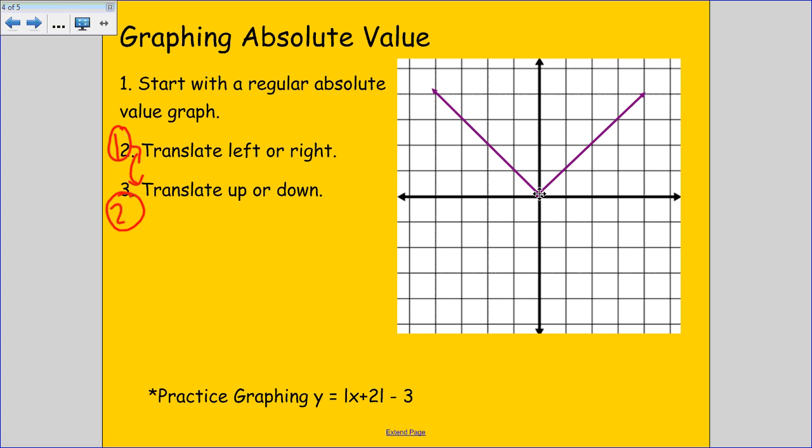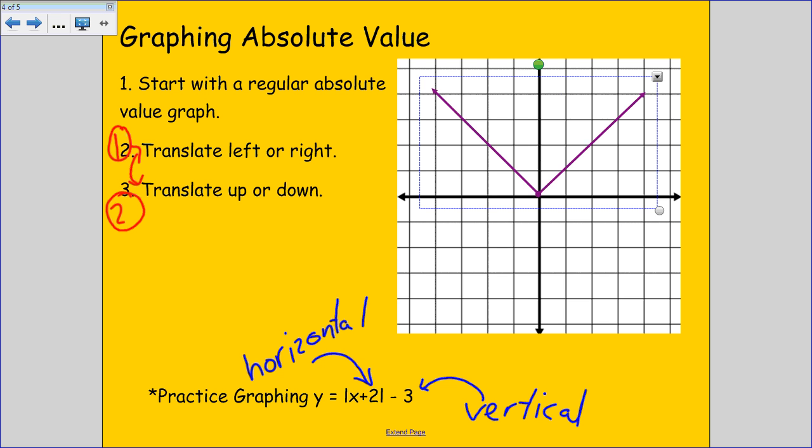So it says, to practice graphing, y equals the absolute value of x plus 2 minus 3. So if we look here, this part in the absolute value is going to tell us our horizontal translation. And the part being added or subtracted to it tells us our vertical translation. So if we are going to do our horizontal one, do we remember if we're adding the number in the absolute value, does it go to the left or to the right? It's a little counterintuitive. Remember, it's going to the left. So we need to move our graph over to the left. Then we've got this part of the equation done.